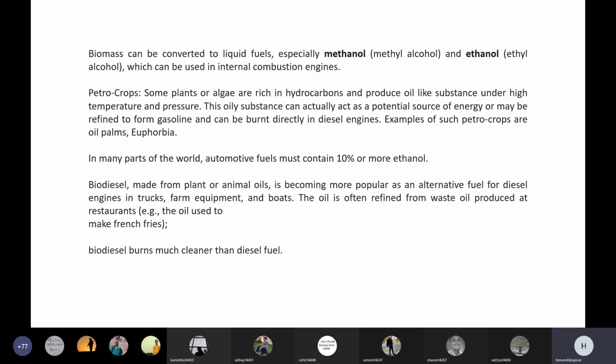Yes, ma'am. I've heard of a plant which is grown in South India, which is used as an alternative for petroleum. Are you talking about eucalyptus? No, ma'am, it's not eucalyptus. I'm just not able to remember the name.